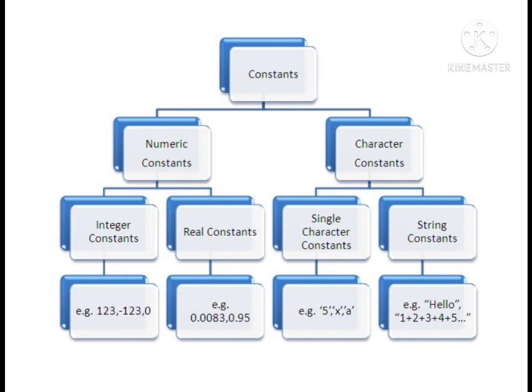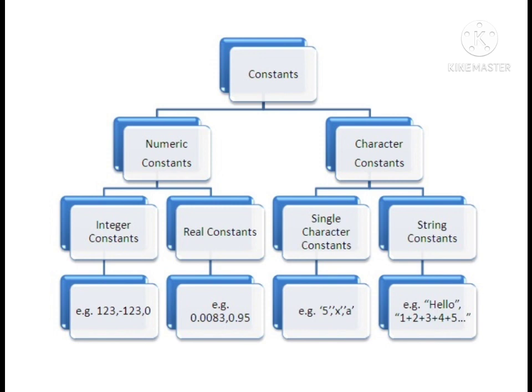And next is the real constant. It is a combination of 0 to 9 digits with a decimal point. It may be a negative or positive number. White space is not allowed here. Any number with a decimal point is a real constant: 0.5, 4.5, -3.5, etc.